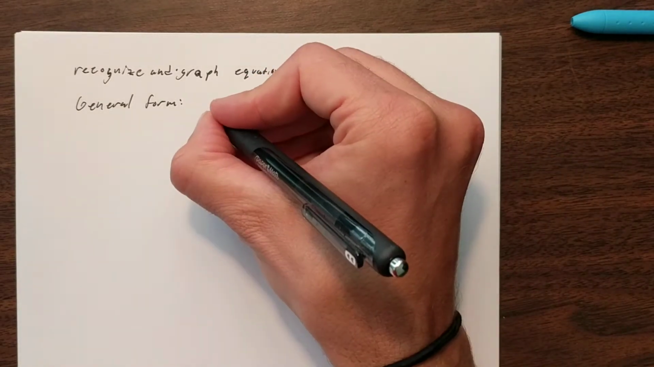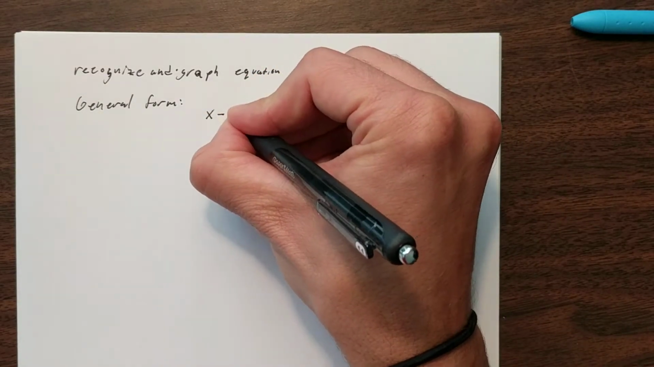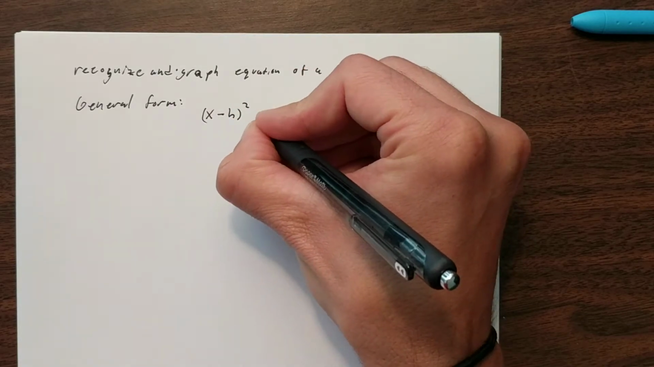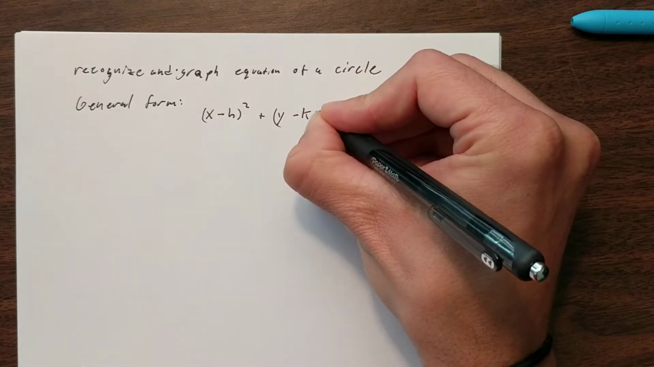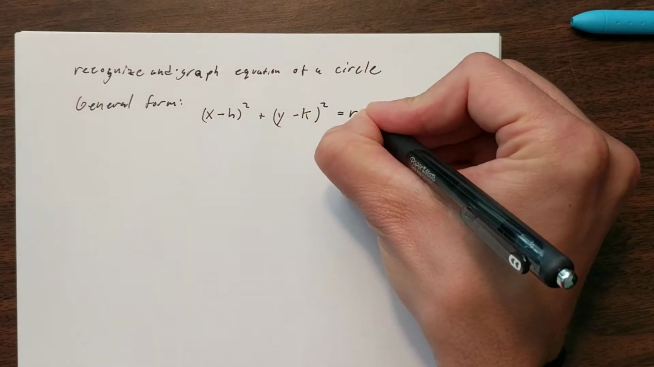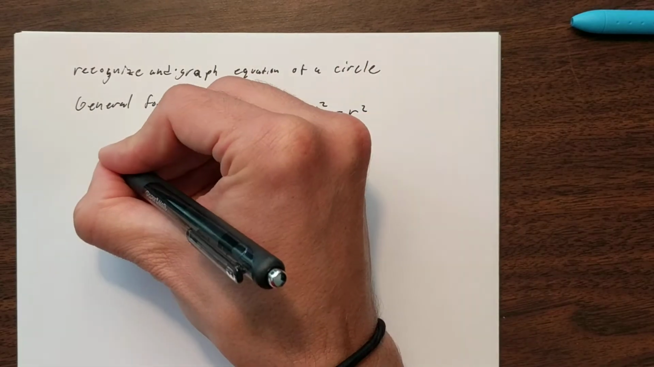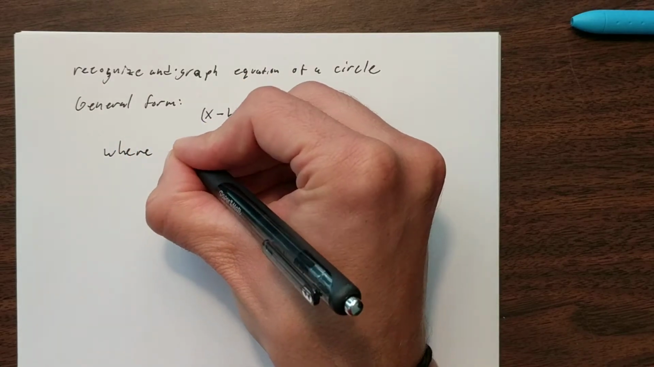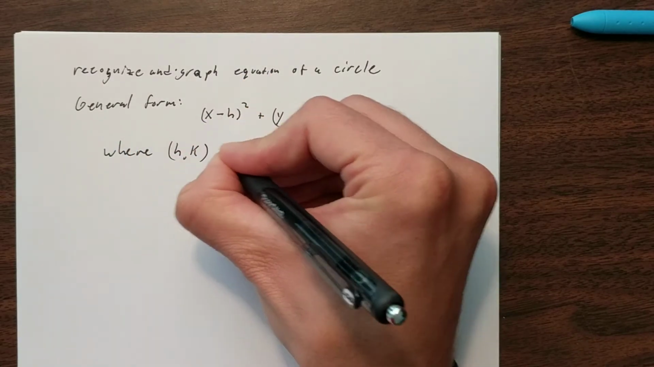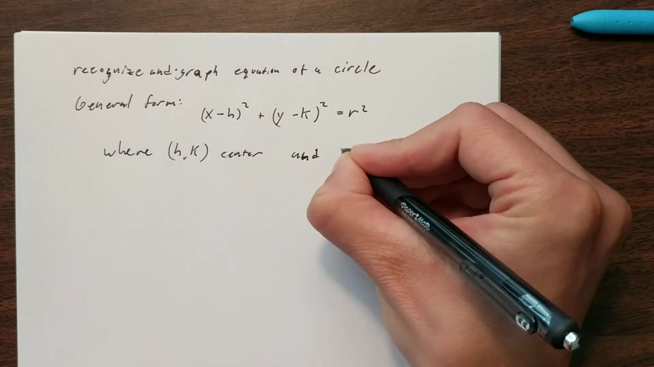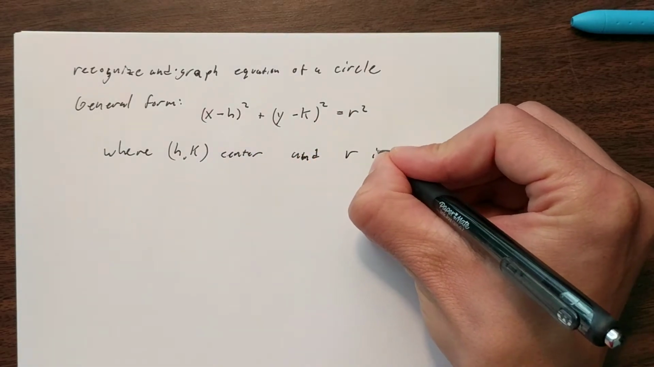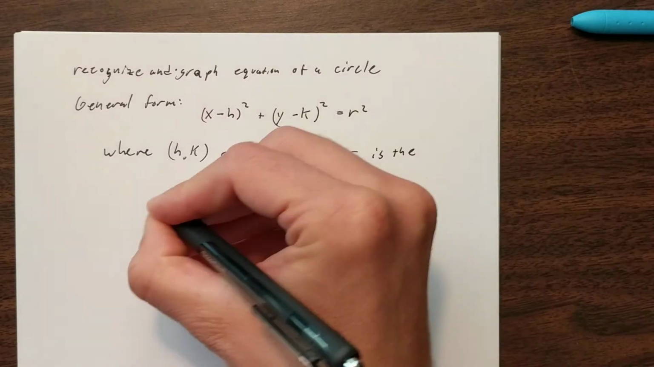Well, the general or standard form for a circle is (x minus h) squared plus (y minus k) squared equals r squared, where h comma k is the center and r is the radius.